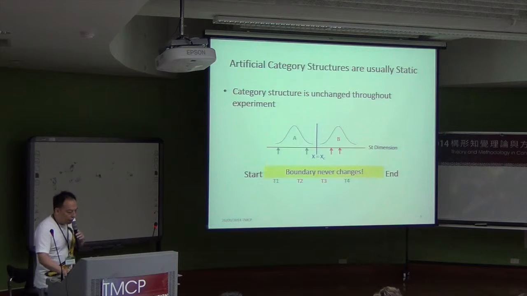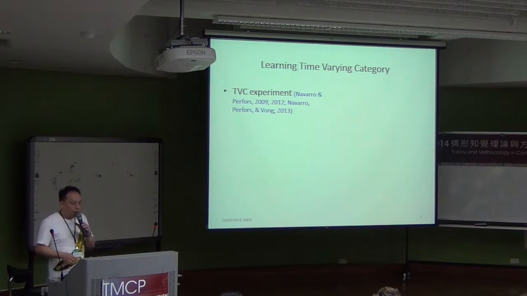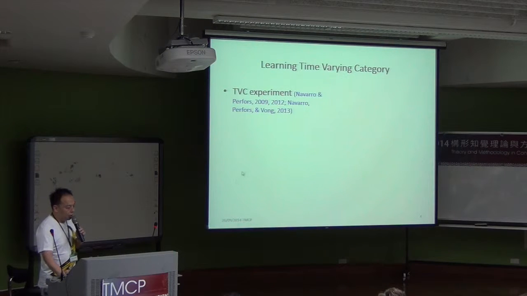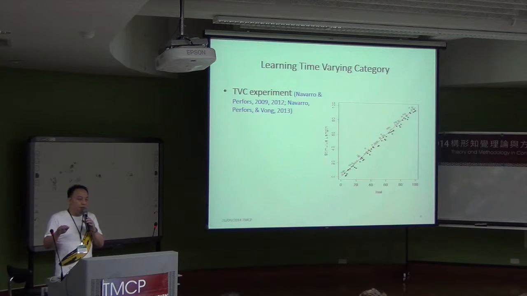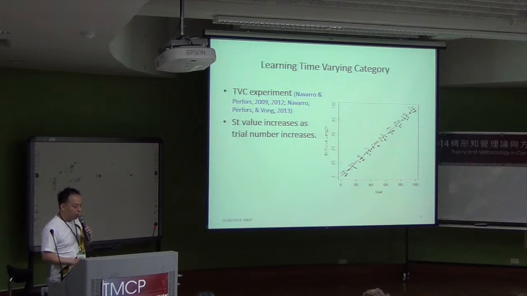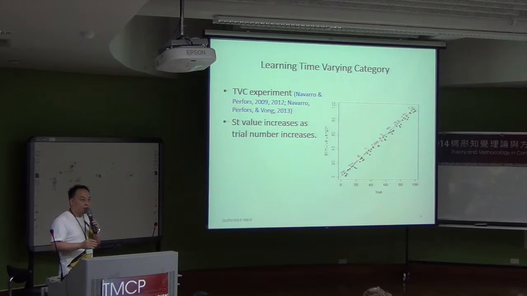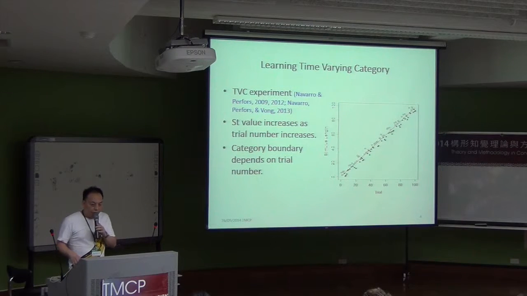However, Navarro and his colleagues made a very interesting change to this type of category learning task. They used this type of category structure. The x-axis represents the trial number, and the y-axis represents the stimulus value. As you can see, the stimulus value increases as the trial number increases, which means the later the trial, the bigger the stimulus. And the category boundary actually depends on the trial number.